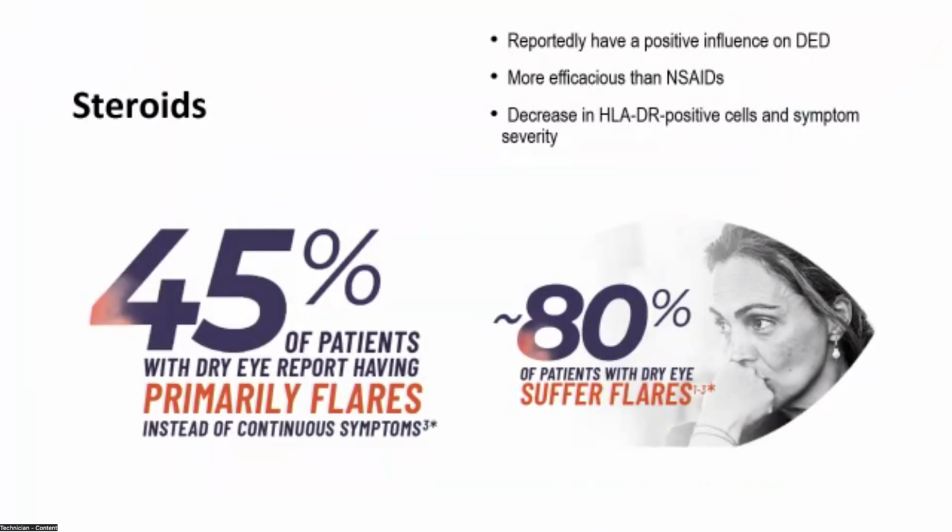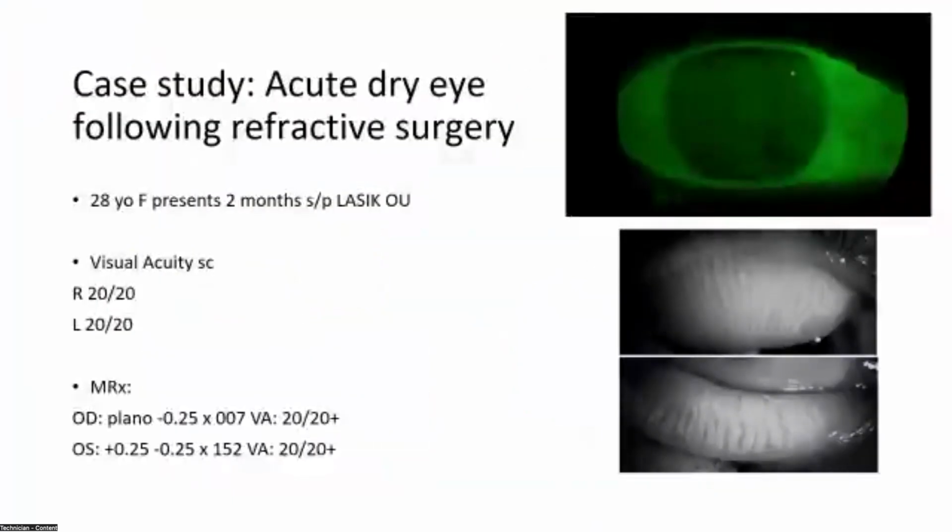So we know that steroids work a little bit better than NSAIDs. They decrease HLA-DR positive cells and symptoms. And we know that people with dry eye do have flares. So this is something that can be used short term for these patients.